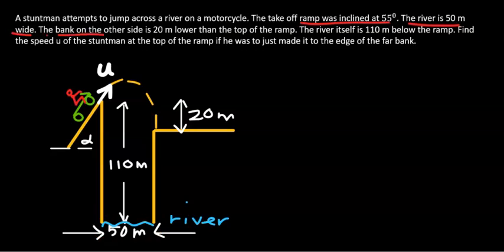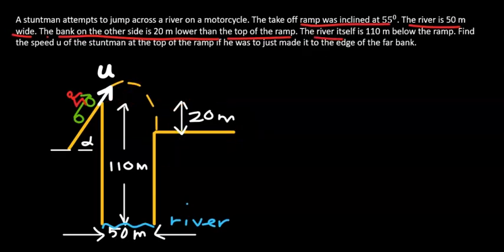The bank on the other side is 20 meters lower than the top of the ramp. So this is the bank on the other side of the ramp. And as you can see, the bank is at a level which is 20 meters lower than the top of that ramp. The river itself is 110 meters below the ramp. So that is the depth.